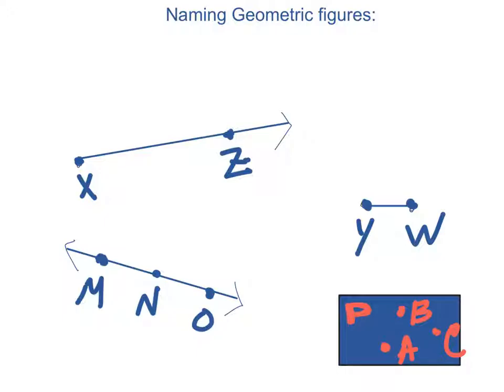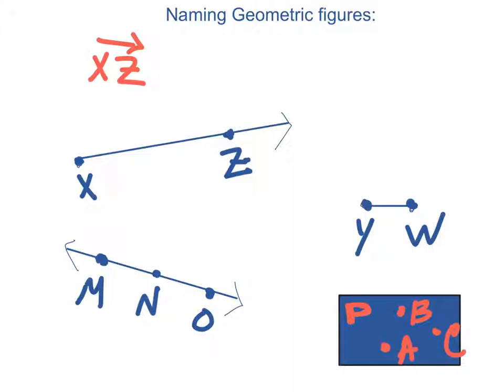So I always start with my end point, and it doesn't matter which way the arrow is going on your picture, but I start with my end point. My end point is my X, and it goes through my Z. And then I put a little arrow, a little ray above those points. That is how we name that ray. There's no other way to name it because there's no other points.